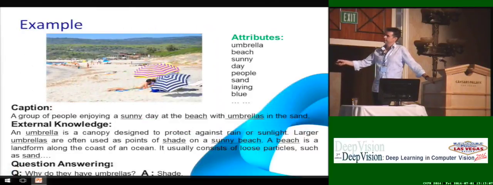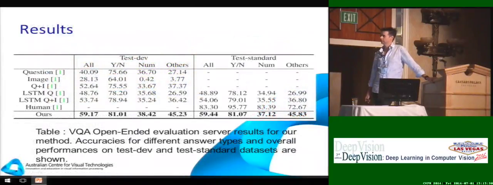So here's an image, here are a bunch of attributes that come out of it, one of the 5 captions, some of the external knowledge, and the question is, why do they have umbrellas? And the answer that it gives is shade, and shade is visible in the external knowledge that's pulled out of Wikipedia. And it's all just going into an RNN, so you don't really know what it's doing with it, but at least it's adding value, right? The bold numbers are in all the right places.